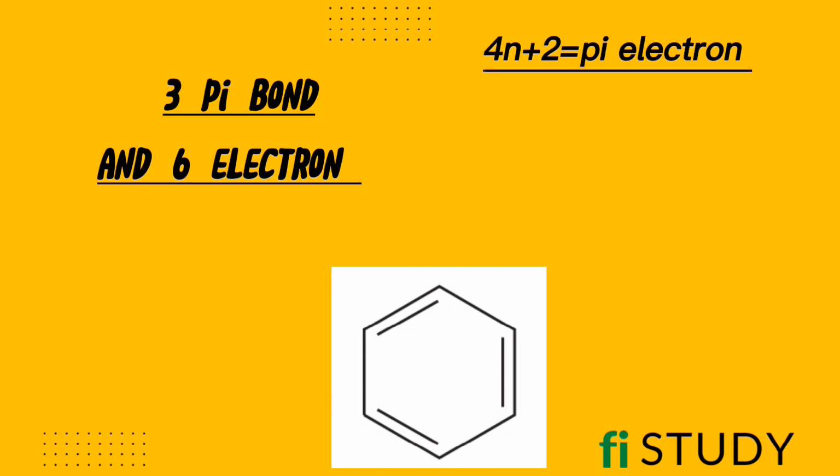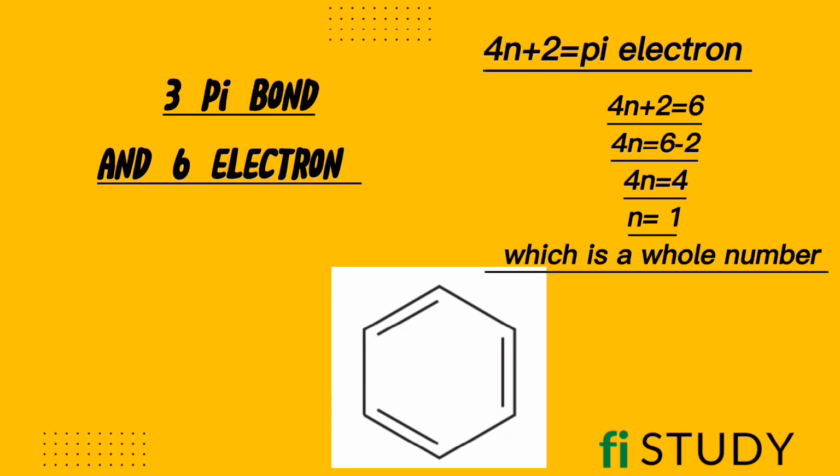Benzene has 3 pi bonds, 6 electrons, and by solving the Huckel equation, we get n equal to 1, which is a whole number. So, benzene obeys Huckel's rule. Benzene is aromatic.